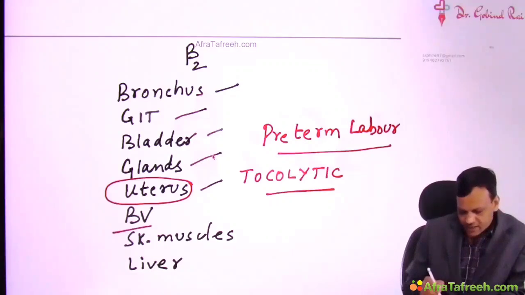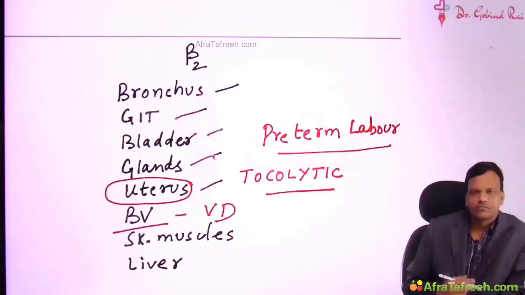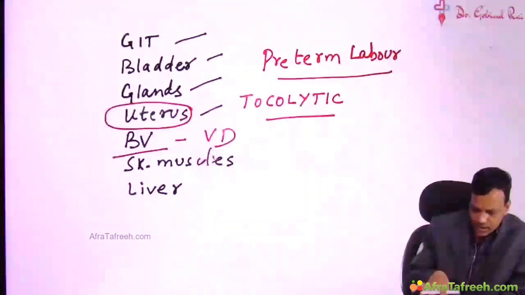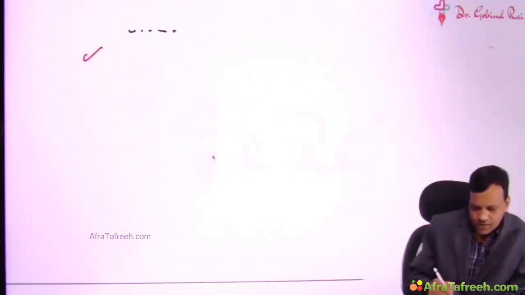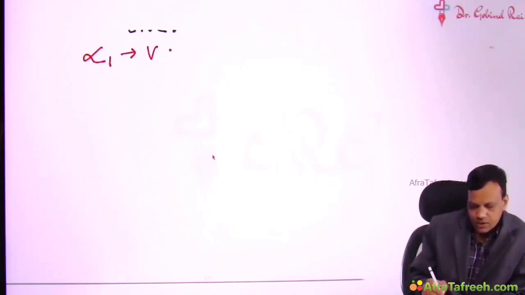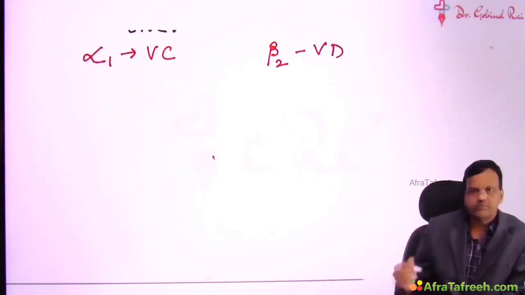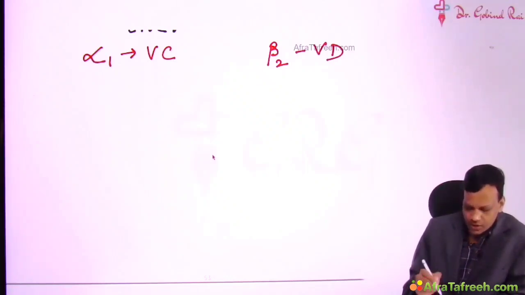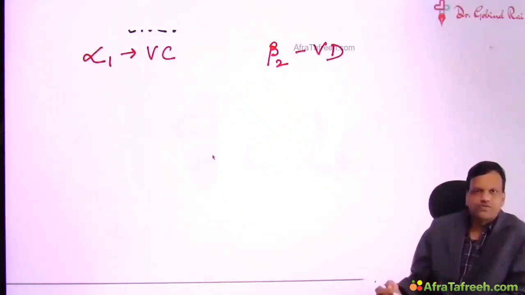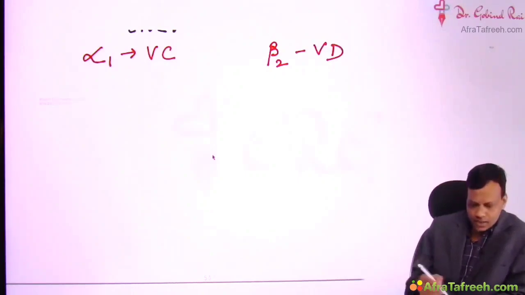It will relax the blood vessels also, so that means it will cause vasodilation. But important thing we discussed earlier, alpha 1 is causing vasoconstriction. So alpha 1 receptor was causing vasoconstriction, and just now we discussed beta 2 is causing vasodilation. So first of all, how to remember which receptor causes vasoconstriction and which receptor causes vasodilation. To remember that, we have to go back to nursery class where we were taught about A, B, C, D.